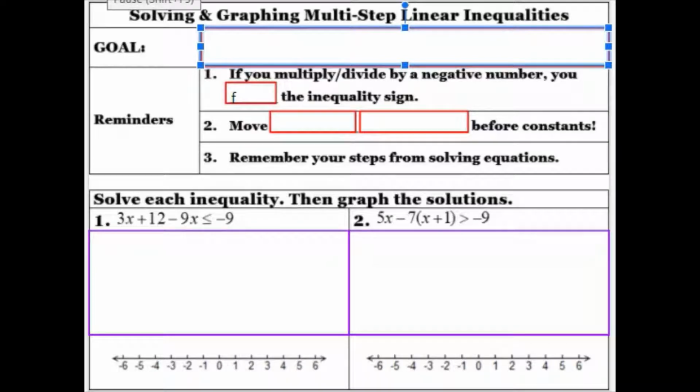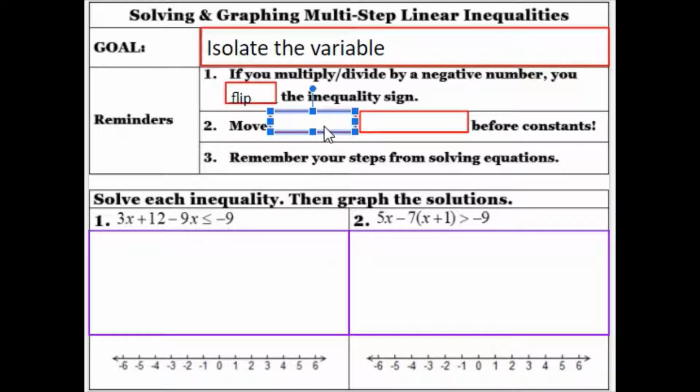Now that we know how to solve 1 and 2 step inequalities, we're ready to solve multi-step linear inequalities. So what's the goal? Well, it's the same goal from our equations, and that is to isolate the variable. Some reminders: if you multiply or divide by a negative, you better remember to flip the inequality sign.